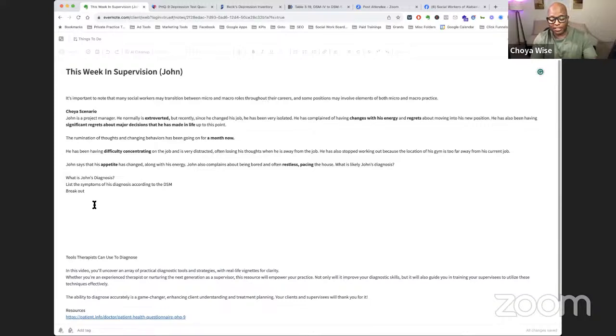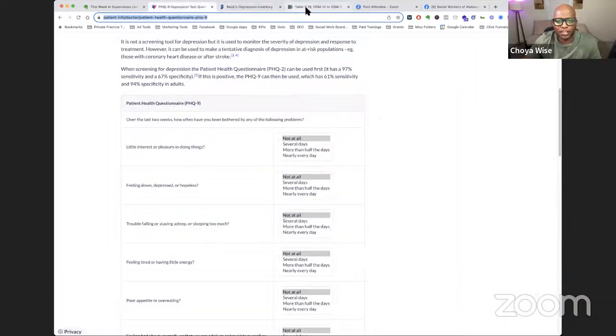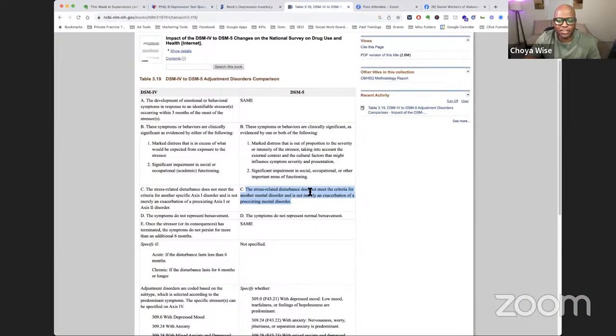But the thing was, do we have to make the decision on adjustment disorder? Under criterion C, let me flip to that. Nope, that's not what we're looking for. It says the stress-related disturbance does not meet the criteria for another mental disorder and is not merely an exacerbation of a pre-existing mental disorder. So that's going to make me question if we should do adjustment disorder or not. And I went with depression, even though I made up the scenario. I guess I am supposed to be an expert. So that's what I chose for that one.